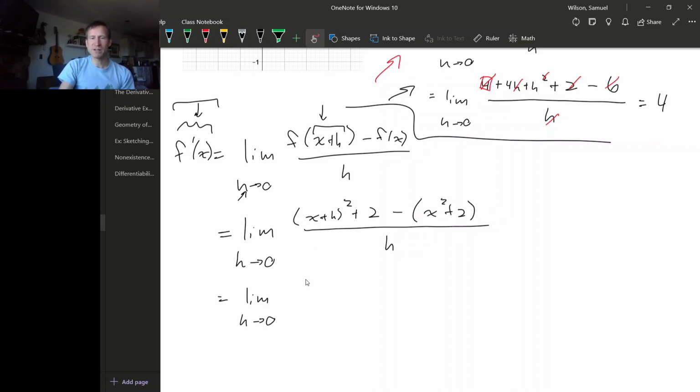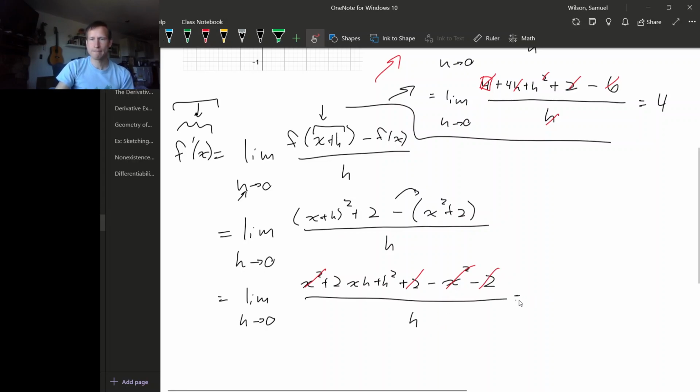So when we square x plus h, we get x squared plus 2xh plus h squared plus 2. And now we can distribute this minus sign, so minus x squared minus 2. And now we can start simplifying things. Here's an x squared, there's a minus x squared, those cancel. Here's a plus 2, there's a minus 2, those cancel. And everything is over h here. So we get the limit as h goes to 0 of 2xh plus h squared all over h.